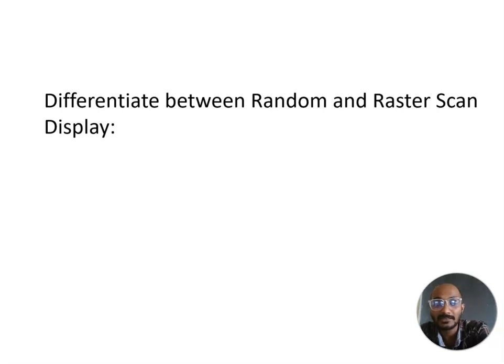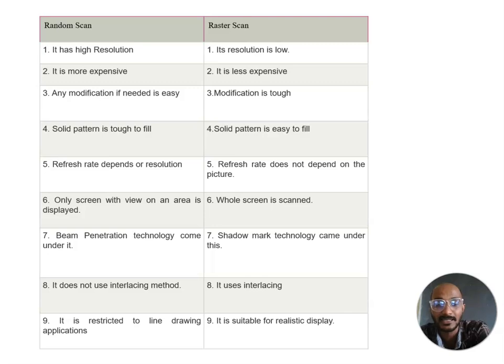So now the main part: the differences between random and raster scan displays. What are the main differences between random and raster scan technology? In random, it has high resolution. In raster, it has low resolution, meaning lower clarity of picture. Random is more expensive; raster is less expensive. In random, if we want to modify anything, it is easy, but it is tough in raster.